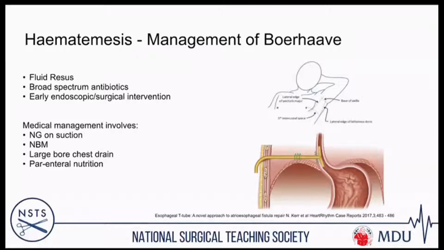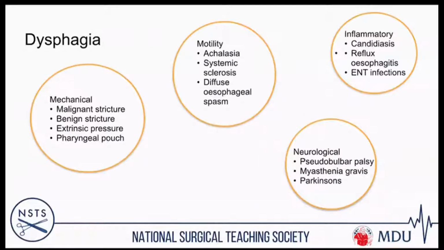So moving on to difficulty swallowing, now that we've talked about esophageal ruptures, I tend to split these up into 4 generalized categories. The mechanical, so something blocking it going down, usually a cancer. But you can get benign strictures, an esophageal web, retrosternal goiters, that sort of thing can push on the outside of the esophagus, making it difficult to swallow. Similarly, pharyngeal pouches, more commonly seen in the elderly, but worth noting those.